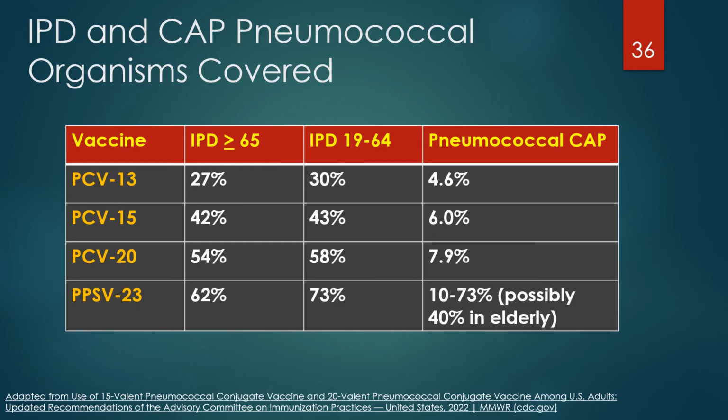Once again, this slide shows the percent of pneumococcal organisms covered by pneumococcal vaccines that cause invasive pneumococcal disease, IPD, and community-acquired pneumonia, CAP. PCV13 covers 27 to 30% of the organisms causing IPD in those over 19 years old, and 4.6% of pneumococcal organisms causing CAP. PCV15 covers 42 to 43% of organisms causing IPD and 6.0% of pneumococcal organisms causing CAP. PCV20 covers 54 to 58% of organisms causing IPD and 7.9% of pneumococcal organisms causing CAP. PPSV23 covers 62 to 73% of the organisms causing IPD and 40% of pneumococcal organisms causing CAP in the elderly.